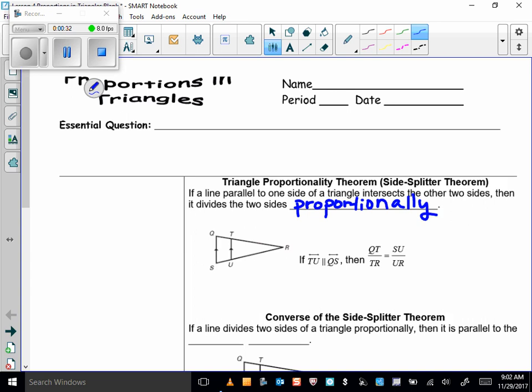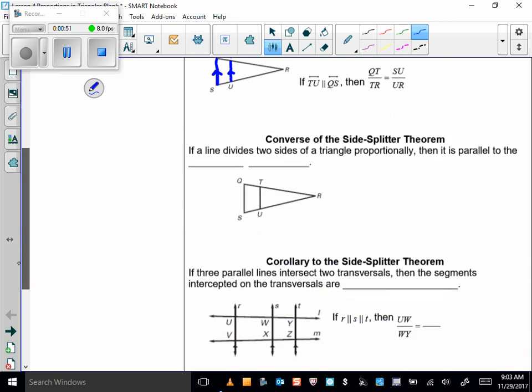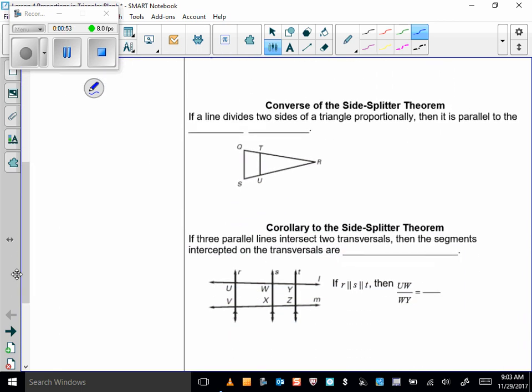So in other words, if we look at the diagram we have down here, we can see that UT is parallel to this side of the triangle, SQ. And so since we know that, QT over TR equals SU over UR. All right, and then we have a converse. It says if a line divides two sides of a triangle proportionally, then it is parallel to the third side.